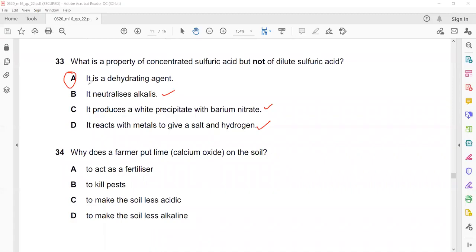The only property used to distinguish between concentrated and dilute sulfuric acid is that the concentrated one is used as a dehydrating agent. It can remove the water from the substance. For example, if you add concentrated sulfuric acid to sugar or glucose, it will give a black solid which is carbon, and vapors are seen which are due to the release of water molecules.